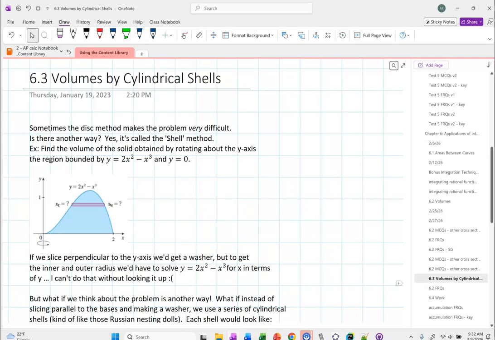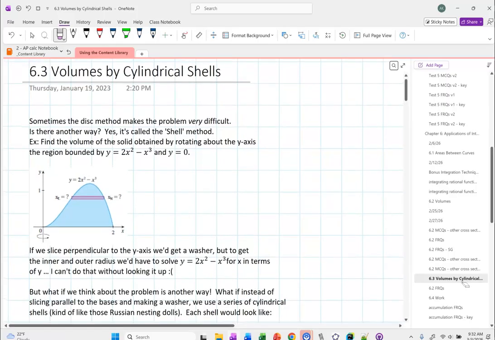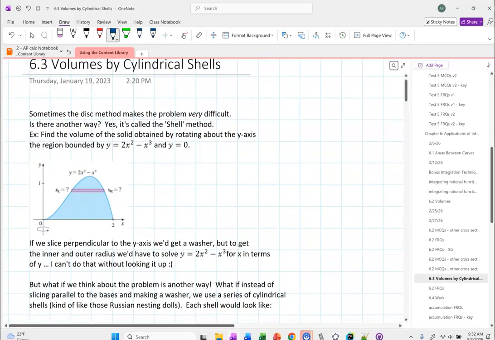Sometimes these disc and washer methods can make the problem absurdly difficult. Okay? Almost in an intractable way difficult. So let's look at this example. Here we have some function: y equals 2x squared minus x cubed. This is the area under the curve, right? And we're going to rotate that area about the y-axis. So you're going to end up with a hole through the middle, right? Or at least an indent through the middle.